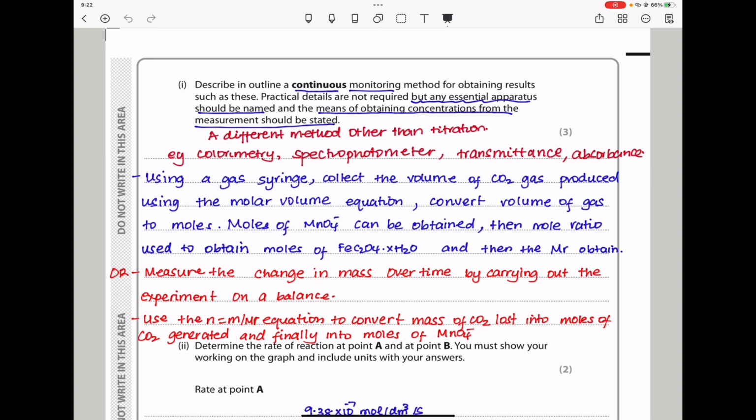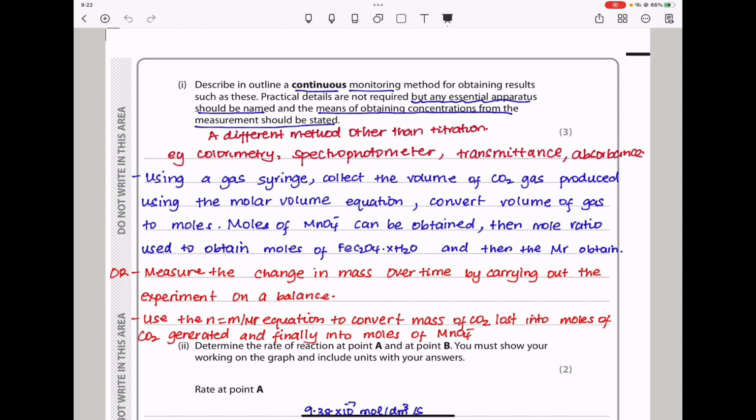So you could use any methods like colorimetry, spectrometry, transmittance, absorbance, but I chose using a gas syringe to collect. So I said using a gas syringe, you collect the volume of carbon dioxide gas produced. Using the molar volume equation, you will convert the volume of gas to moles, and then the moles of manganate can be obtained, and then the mole ratio can be used to obtain moles of the compound, which is this, and then the MR can be obtained. Or you could measure change in mass.